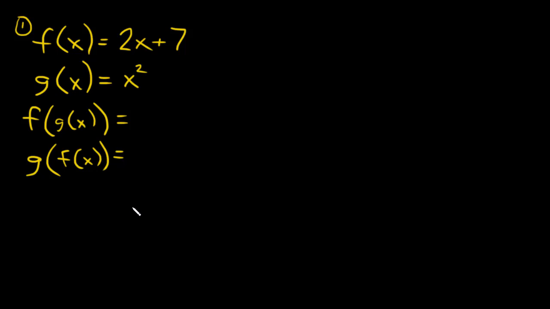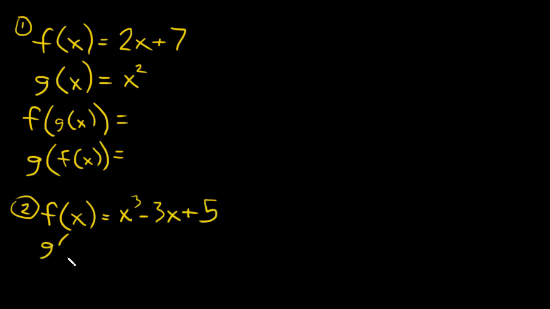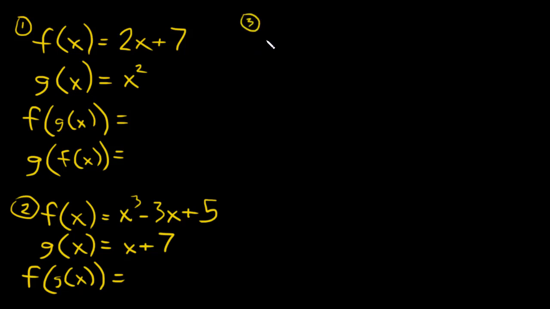Okay, now for number 2, let's make it a little bit more interesting. F of x is equal to x cubed minus 3x plus 5, and g of x is equal to x plus 7. What is f of g of x equal to? All right, now for the big one. Here we go. Number 3.